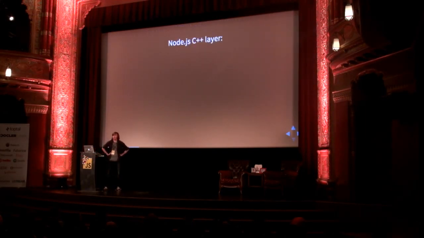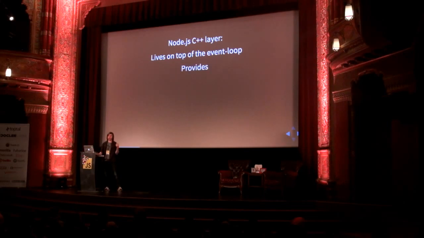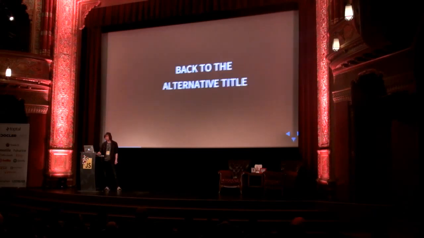So this is why we have the Node.js C++ layer. This C++ layer lives on top of the event loop, which is provided by libuv. And the C++ layer provides net sockets, DNS queries, APIs from the file system to zlib bindings, and lots of other stuff.